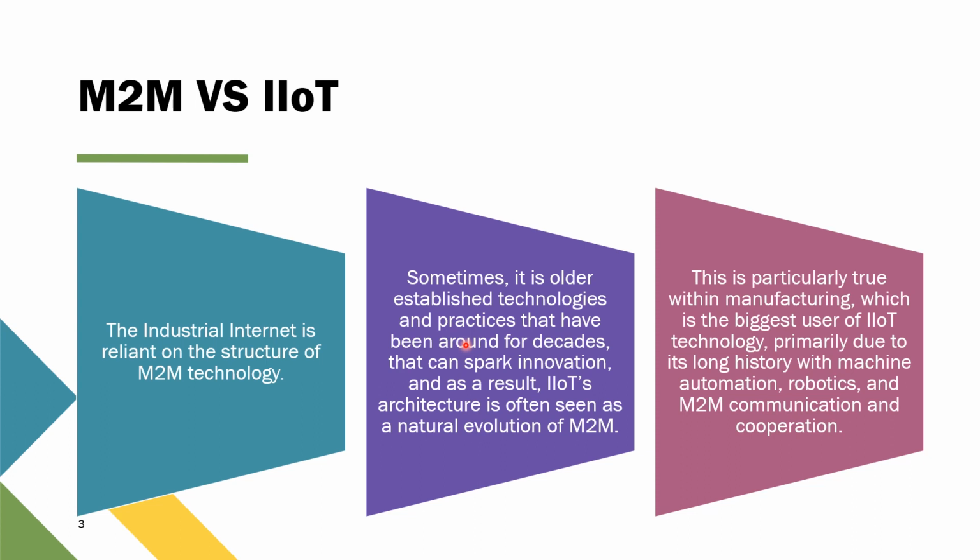So this is like an upgrading of the M2M, meaning that IoT only happened because the M2M was already there. In the manufacturing process, all of this IoT technology comes with the history of the M2M, with automation, robotics, and end-to-end communication. It is only an evolution of the M2M.